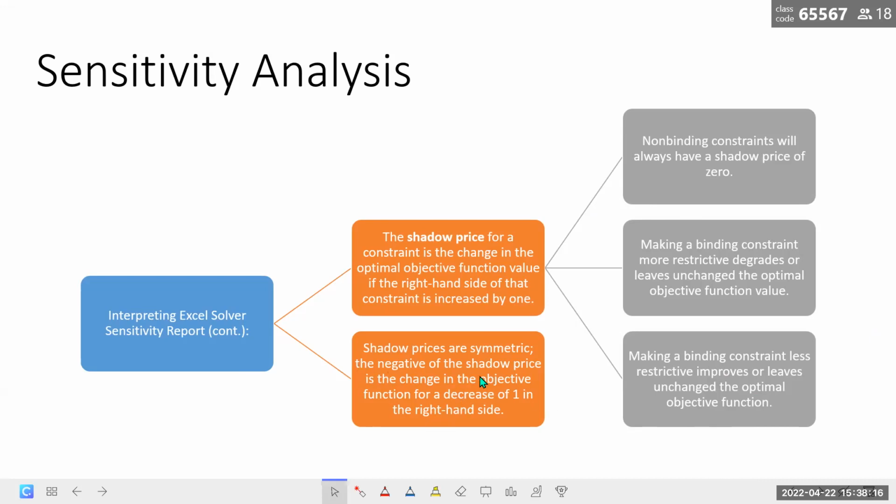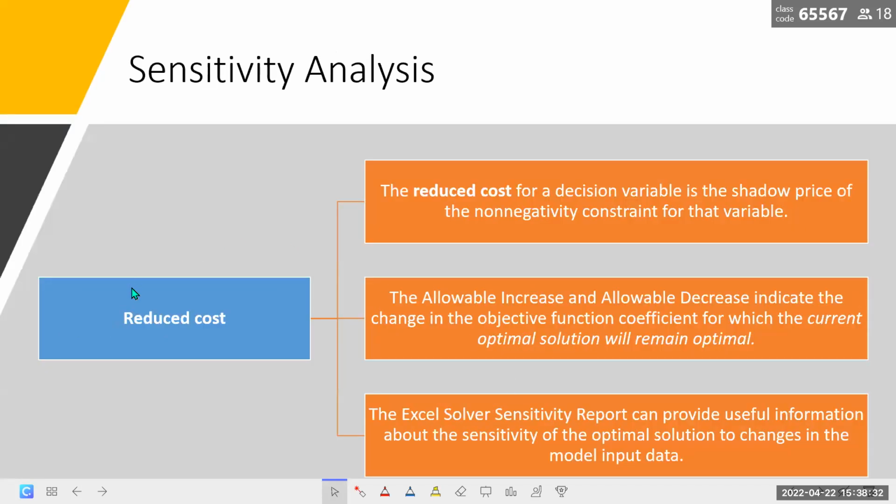Okay, so the negative shadow price means the change in objective function for a decrease of 1 in the right hand side. Okay, this is the reduced cost. I already explained reduced cost. That's for your objective function, your objective parameter.